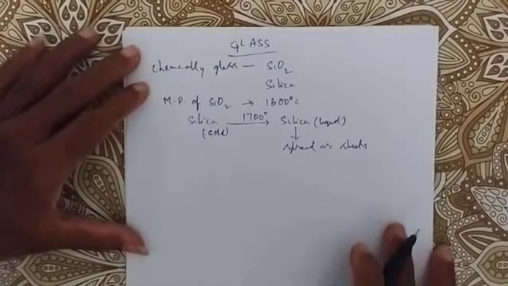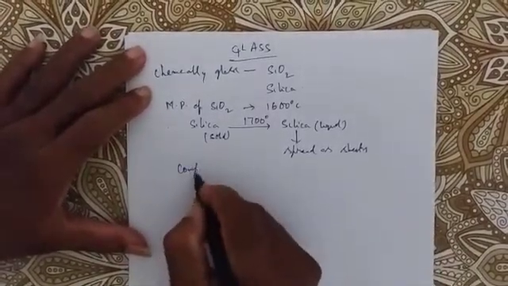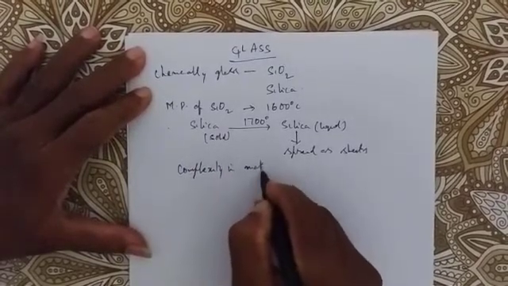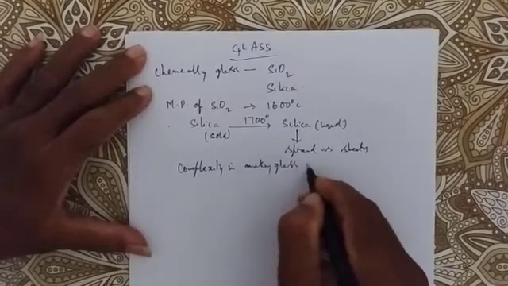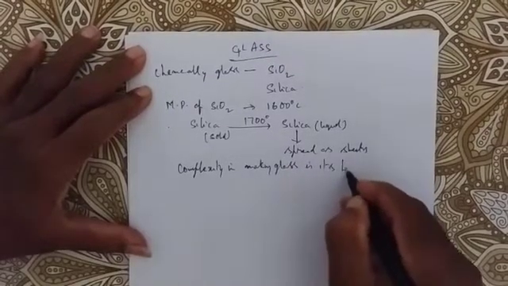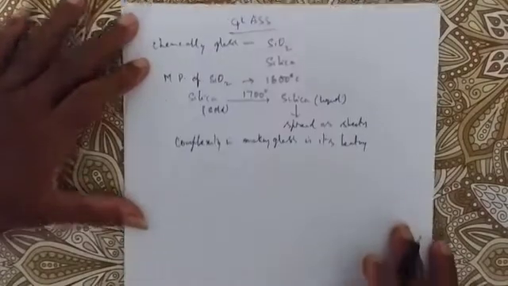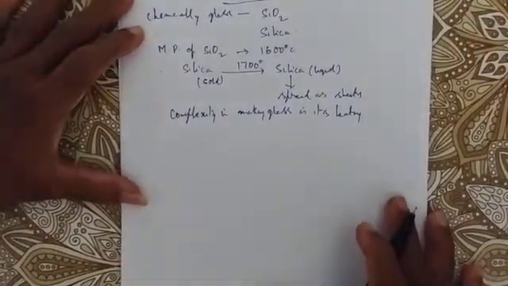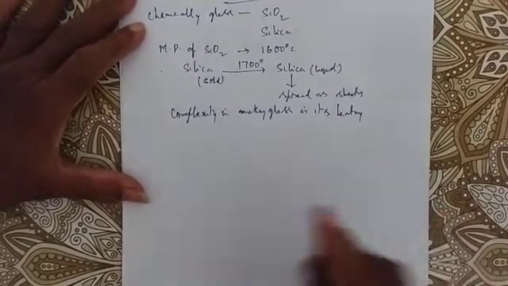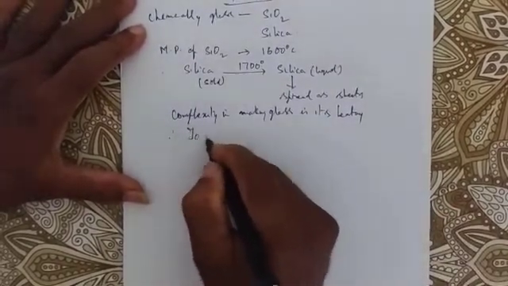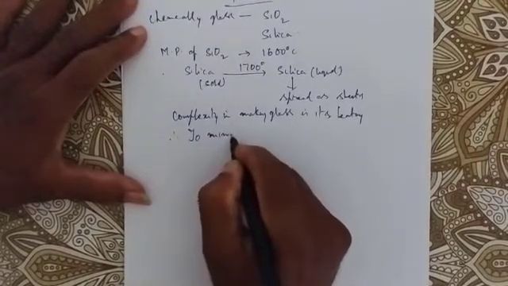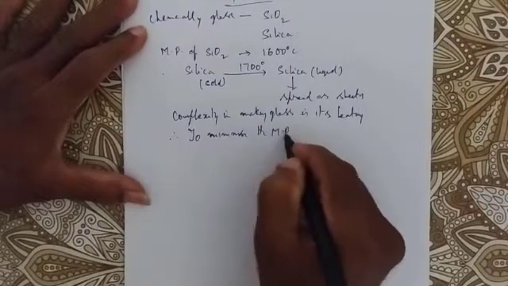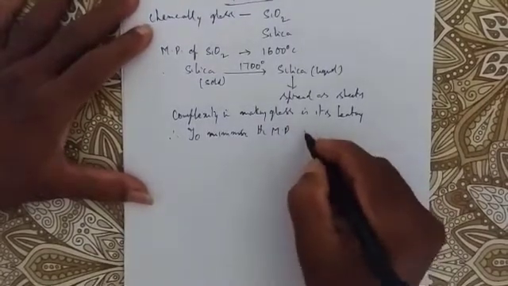But here the complexity in making glass is the heating itself. Heating silica to such a high temperature is very, very difficult. Therefore, to minimize the melting point, sodium carbonate is added.